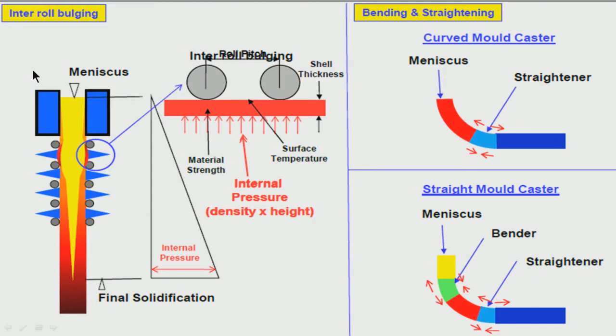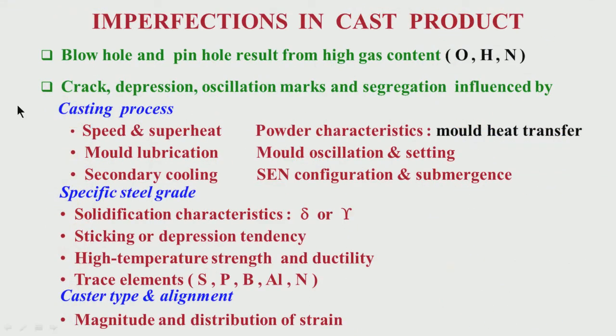There is a frequency at which it is oscillating, to what extent it will oscillate, there is an amplitude also for the oscillation. So, this is very important. You cannot do any continuous casting without mold oscillation. Now, when you are oscillating the mold, because of the oscillation, there will be certain marks, oscillation marks, on the surface of the cast product.